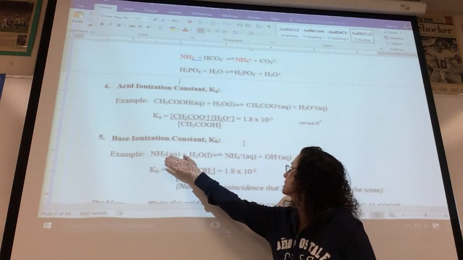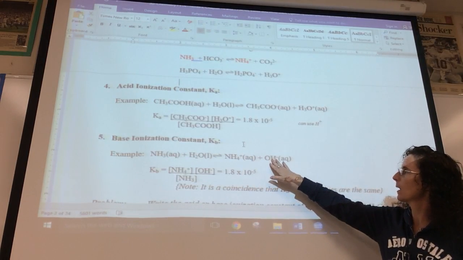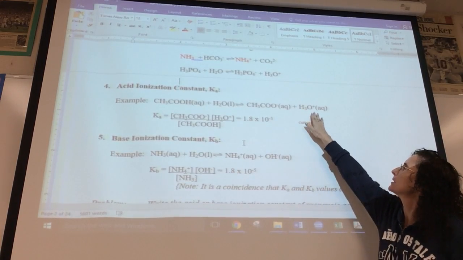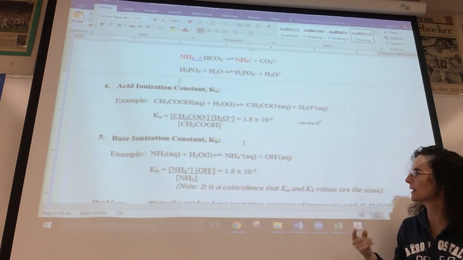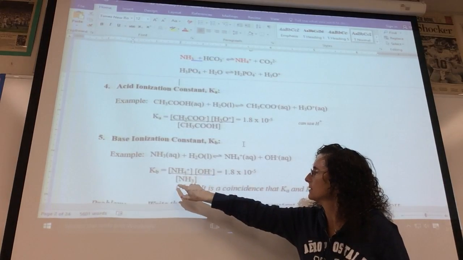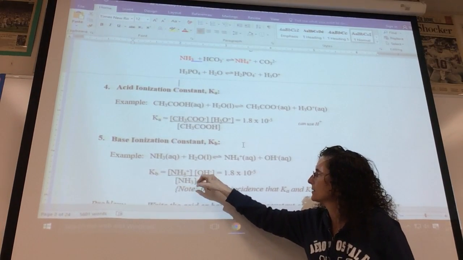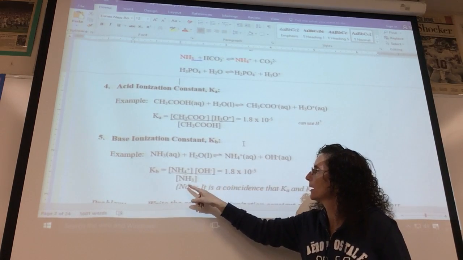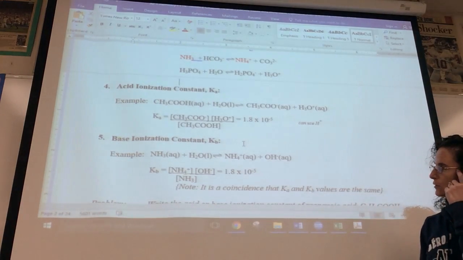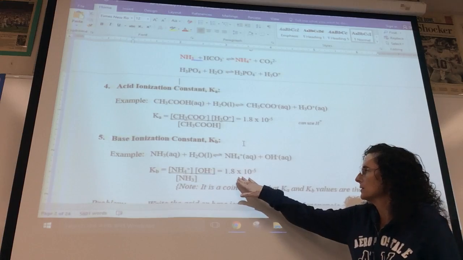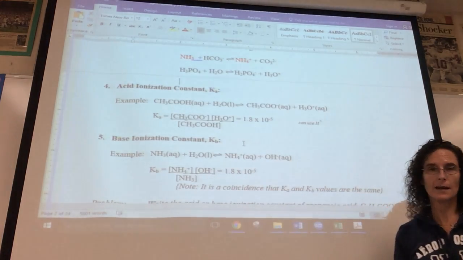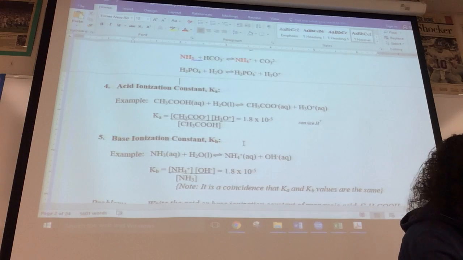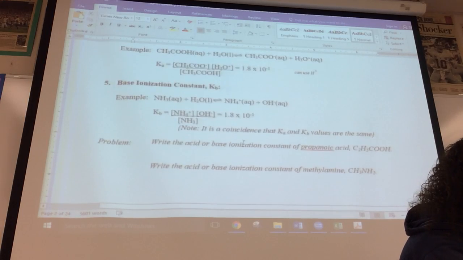If you have a base, keep in mind you're generating hydroxide ion as opposed to hydronium ion or proton. I think my head got ahead of myself. Again, for bases, you have the conjugate acid and hydroxide, your two products in the numerator, over the base you started with here. Now, it is a coincidence that the Kb and Ka values are identical here. They're not usually. It's just the example that I use. And you can find these in the back of your book. We'll be getting into them much more.